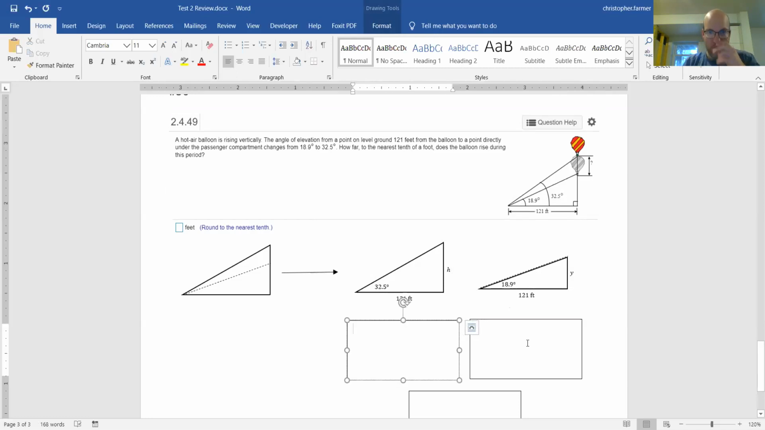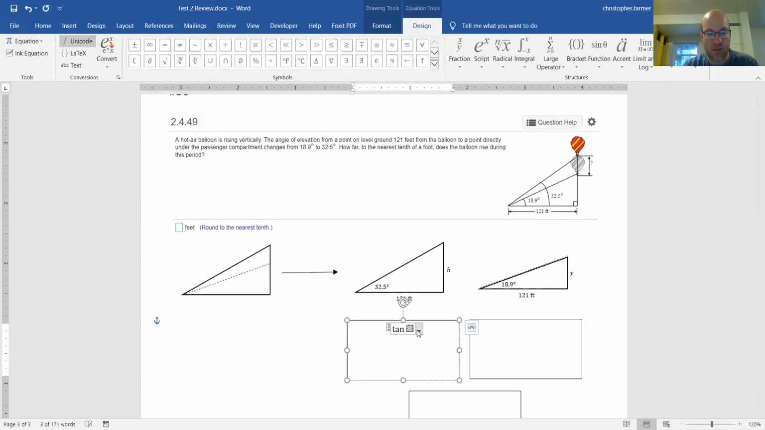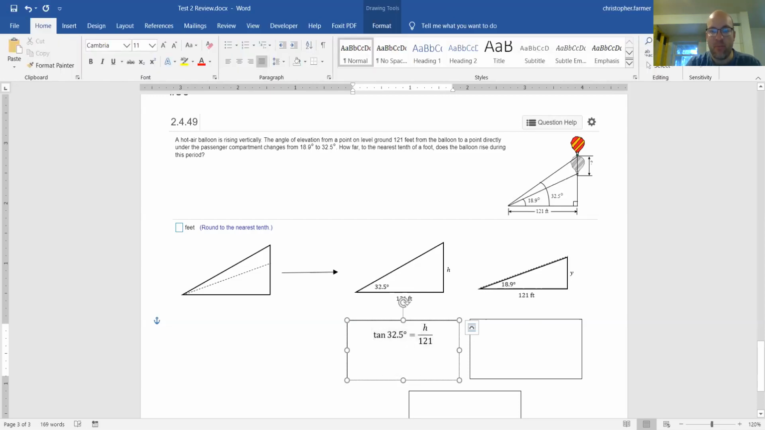So all we have to do here is use our trig functions and notice that we're working with the opposite side and the adjacent side. Opposite and adjacent means we're working with tangent. So this tells us that tangent of 32.5 degrees has to be equal to h over 121. And as we've done a bunch in the past, now it's just a matter of multiplying both sides by 121 to solve for h. We'll let that go for now. We'll use a calculator to come up with our estimate, but that's the exact value of h.